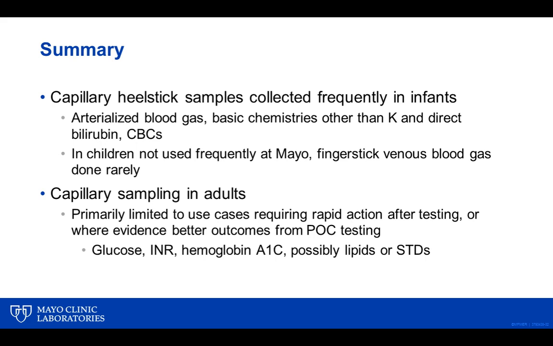Capillary sampling in adults is limited primarily to specific use cases where there's a different environment, or a frequent and rapid turnaround time needed. Glucose, INR, A1C, lipids, HIV, and sexually transmitted disease are some of the main use cases there.